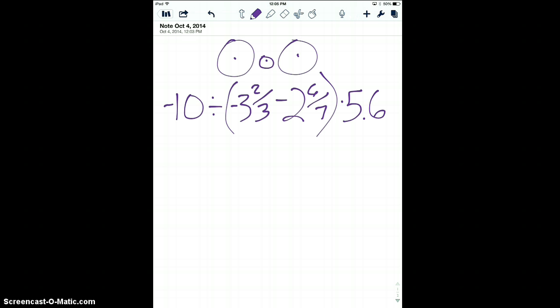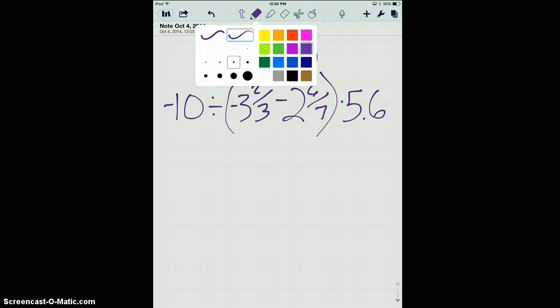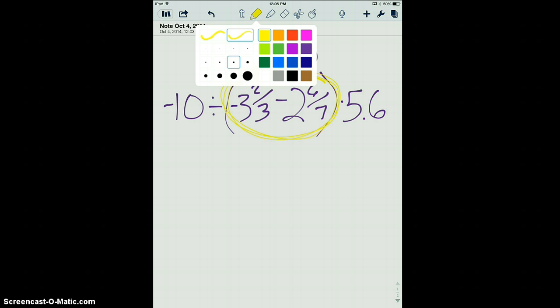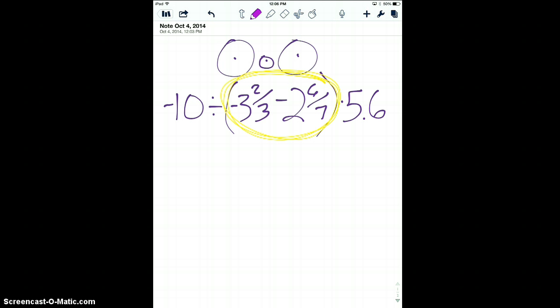But if I go to the first step of order of ops, I'm going to go to the parentheses. So I am going to start with this stuff inside here. And what I notice is that both of them are mixed numbers. So I can either work with mixed numbers or convert them to improper. My advice would be converting to improper every time, especially when you see you have negatives in there. So I'm going to convert it.